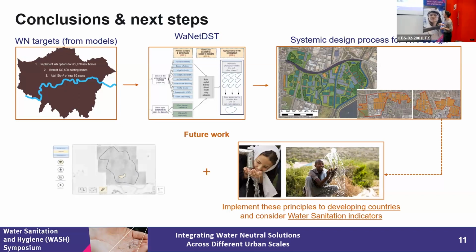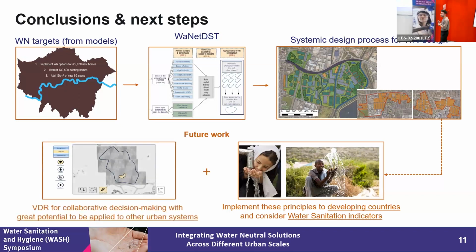And finally, and something that we are already starting to develop, we would like to do a VDR, which is like a virtual decision room, where all decision makers could come and sit together and have some collaborative decision making towards those decisions. And especially with great potential to, in the end, or at some point, be applied to the other urban systems that I also mentioned at the beginning.